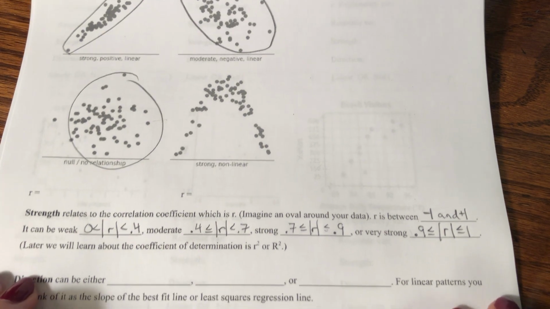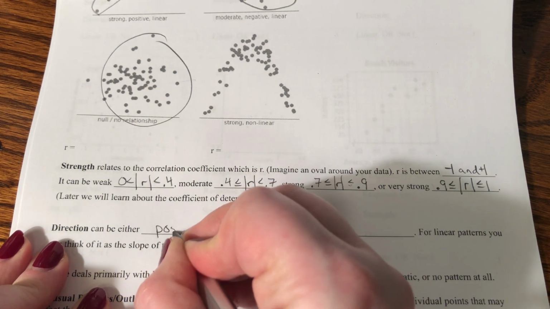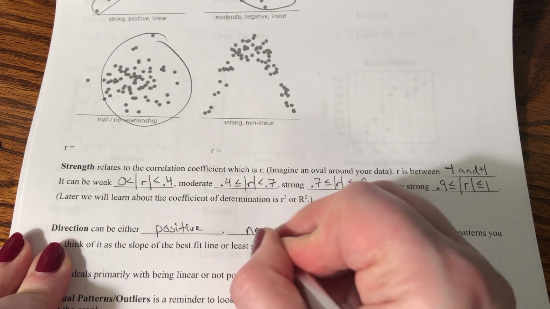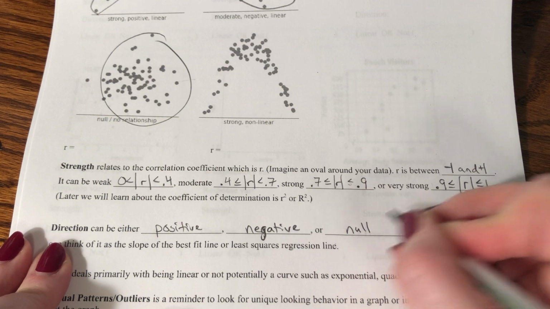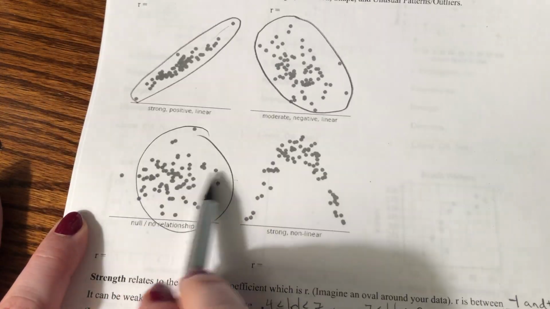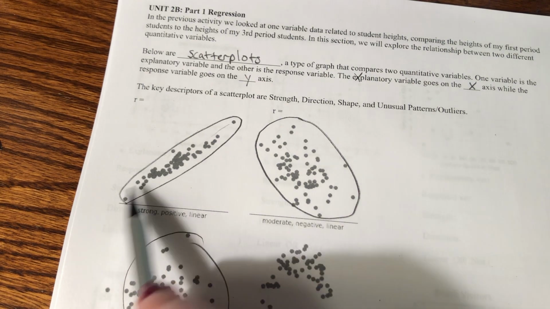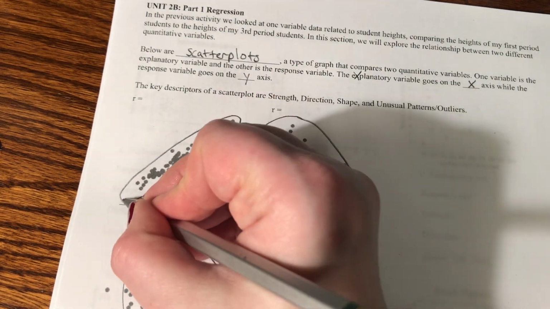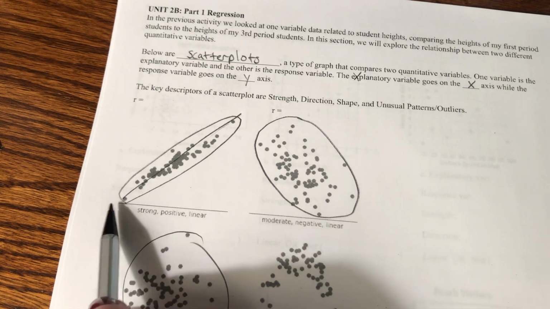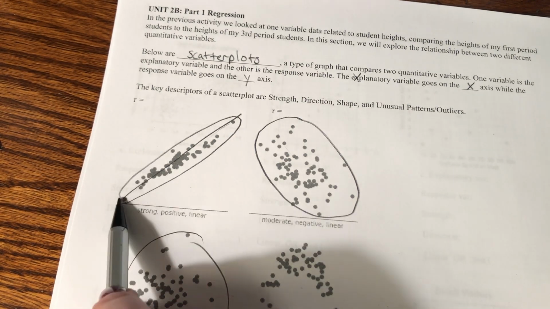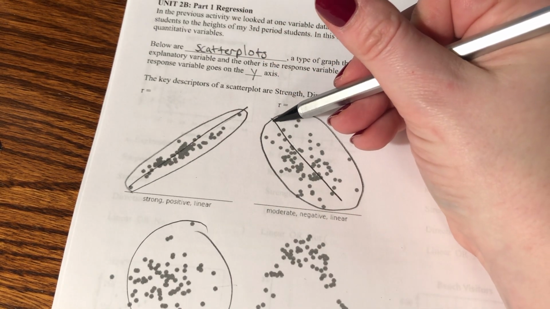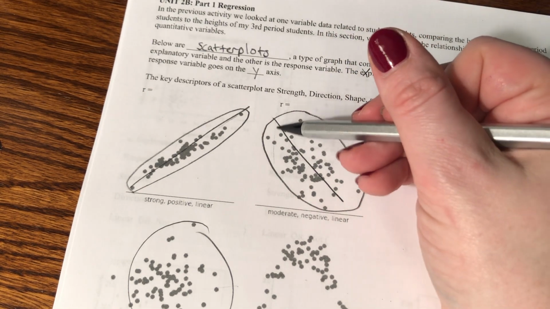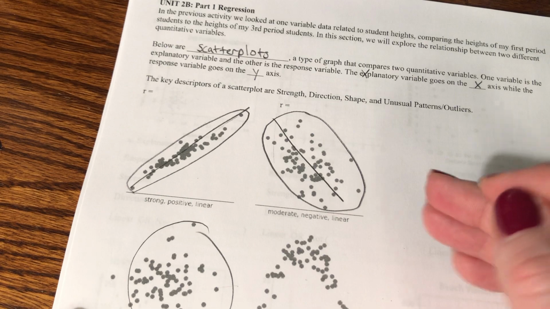All right, direction can be either positive or negative, or it could be null, as in there is no direction to this, kind of like the circular one. All right, now this one is going in a positive direction. If I were to draw a line through this, then as my x's increase, so would my y's. All right, this would have a positive slope. If I draw a line through this one, my y's would be decreasing as my x's increase, which would give me a negative slope. So think about the sign on the slope value that you would have for these, right?